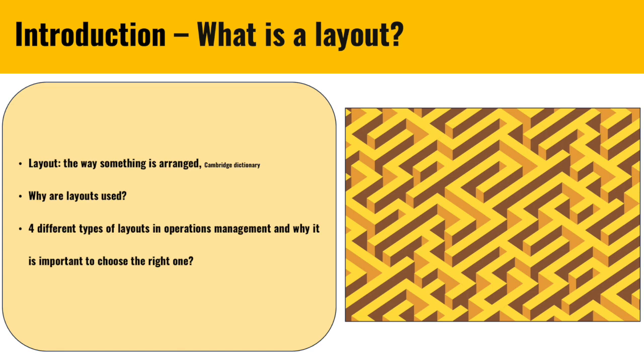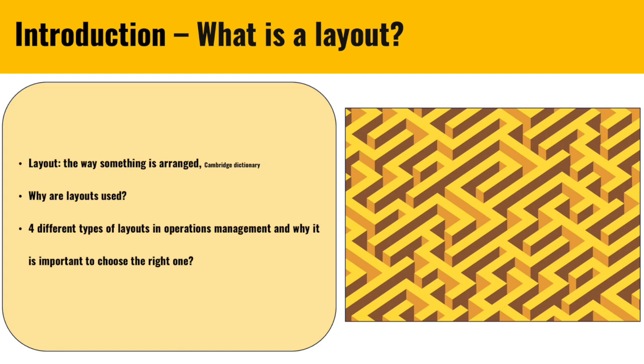Why are layouts used then? Layouts are used in operations management to optimize various aspects of a facility's operations depending on the specific goals and requirements of the organization. Why are there different kinds of layouts? Each layout serves distinct purposes and offers advantages in different situations, making them valuable tools for efficient and effective management. The ones my colleague will be presenting are fixed, functional, cellular, and product-based layouts.